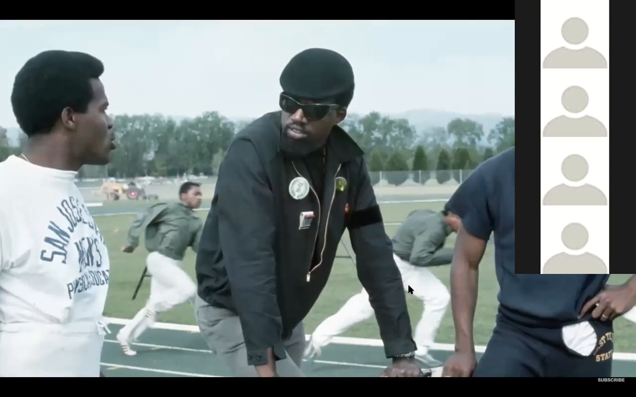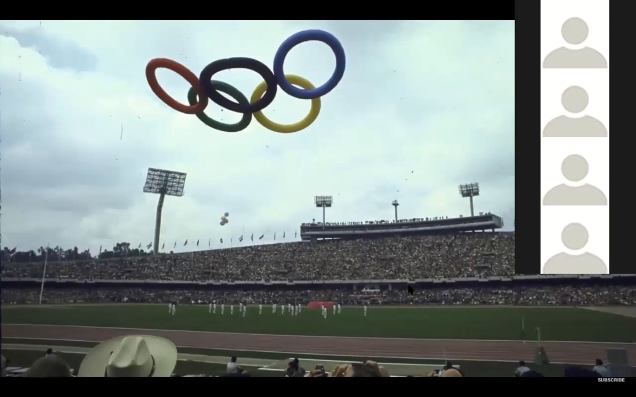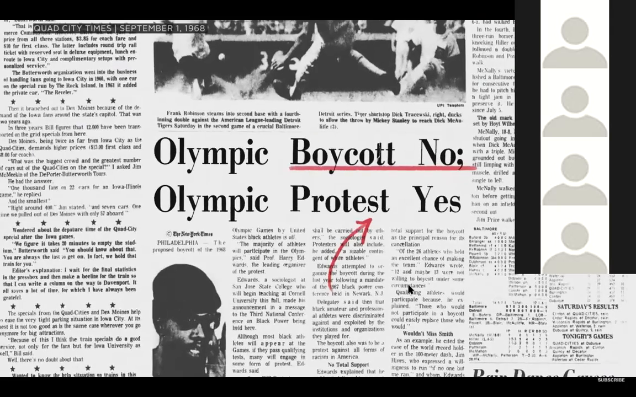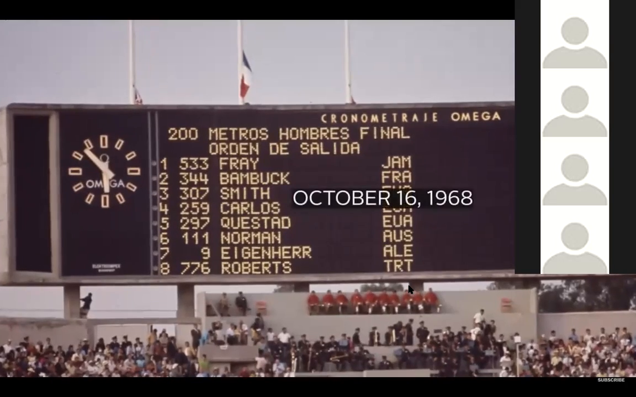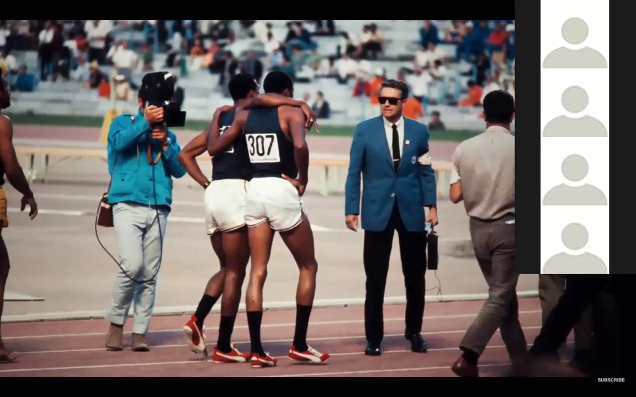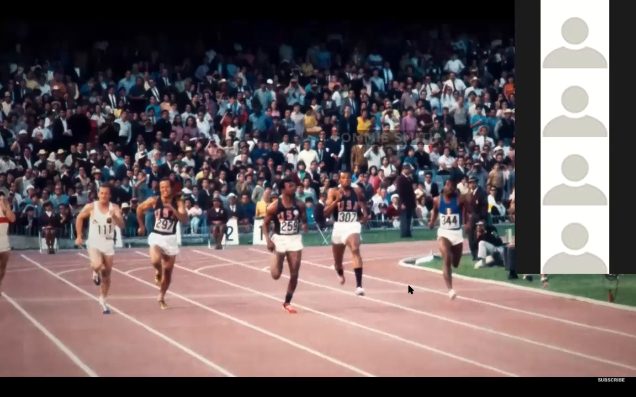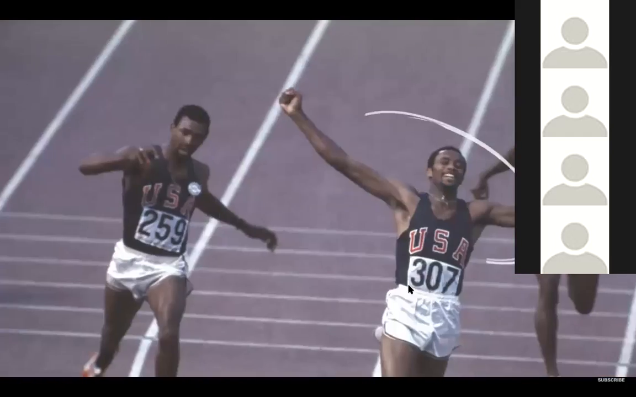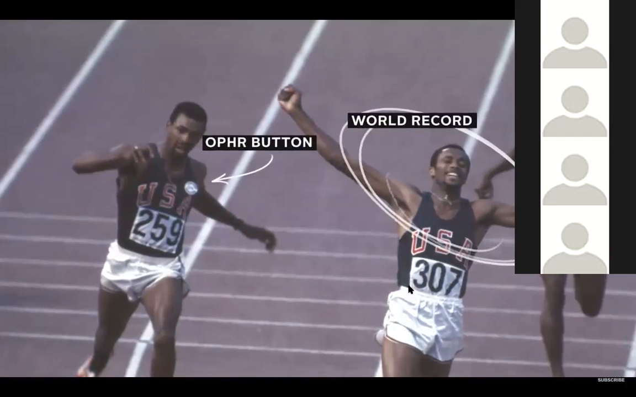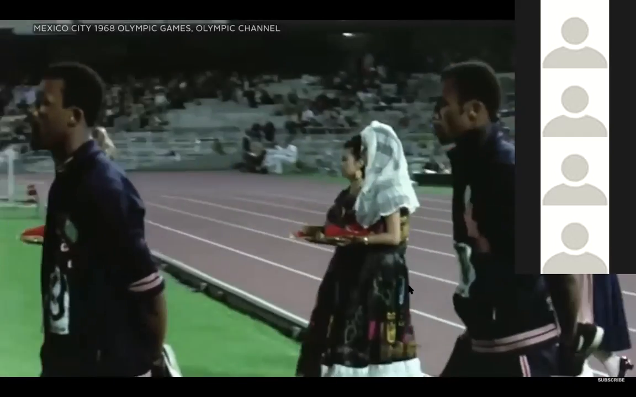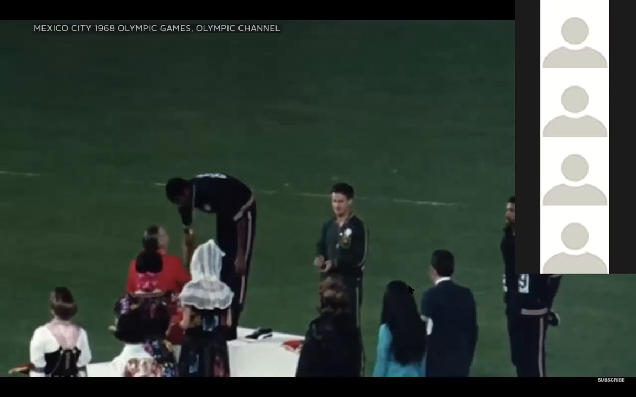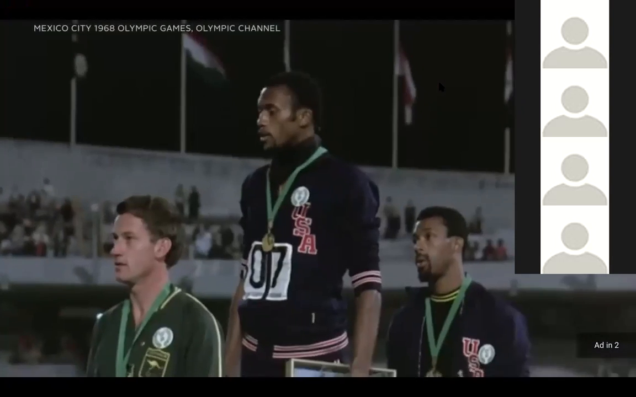Even though most of the OPHR's demands remained unmet, the athletes headed to Mexico City with plans to make their own demonstration if the opportunity arose, which it did on October 16th, following the men's 200-meter final. OPHR members Tommy Smith and John Carlos won gold and bronze, respectively, and Smith set a new world record. After the race, they solemnly approached the medal stand, shoeless, wearing black socks, accepted their medals, and just as the U.S. national anthem began to play, did this.